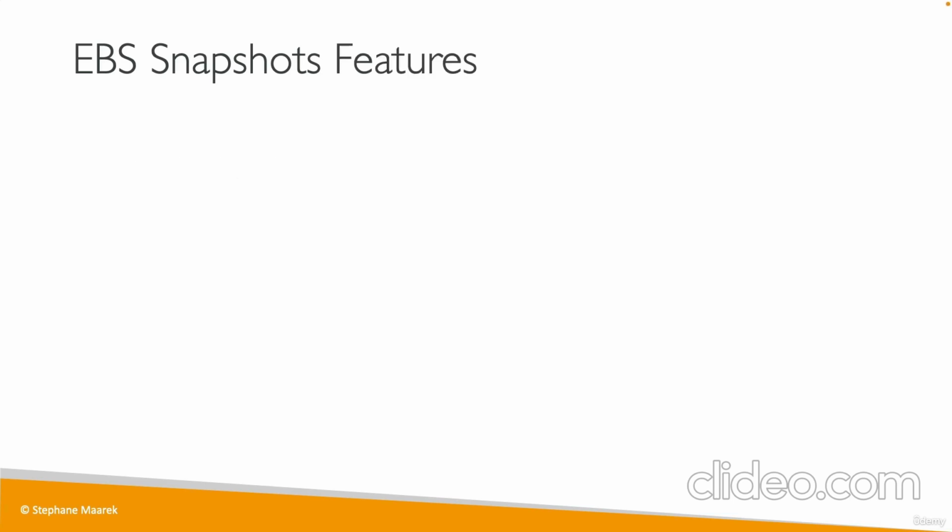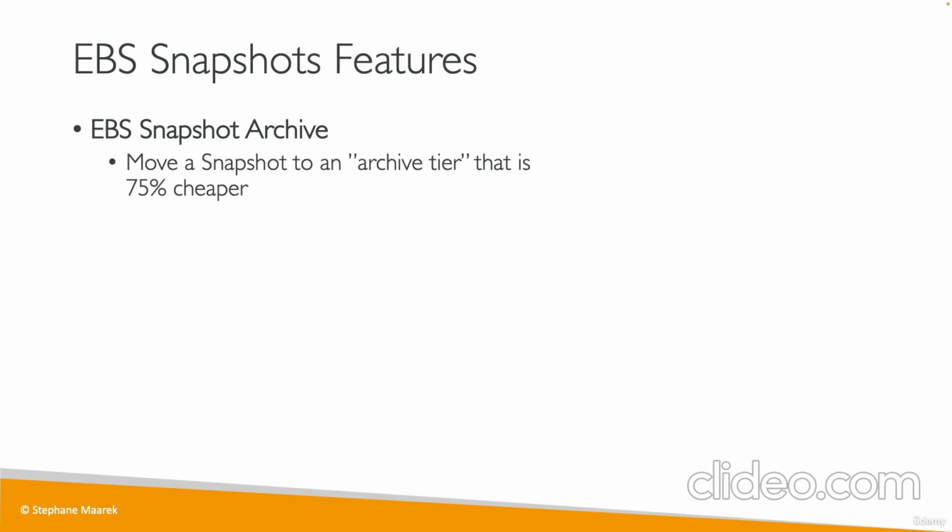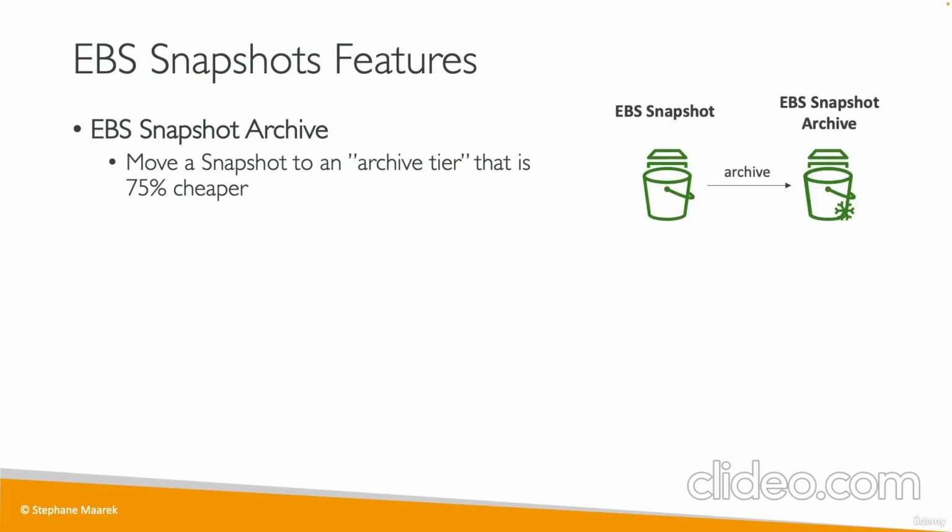So some features you need to know about for EBS snapshots: the first one is EBS Snapshot Archive. It allows you to move your snapshots to another storage tier called an archive tier, and that tier is 75% cheaper. So your snapshot is going to be moved, manually or however you set it, to the archive tier. But if you have it in your archive, it takes between 24 to 72 hours to restore from the archive. So these are for snapshots that are not very important to restore in a rush, but you want to save some cost on them.